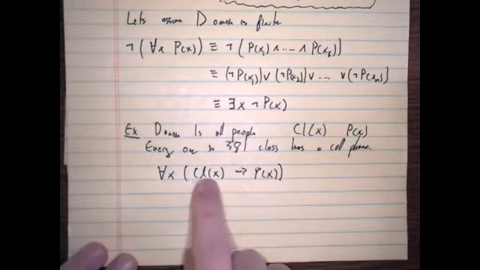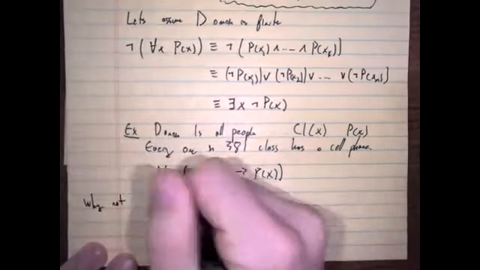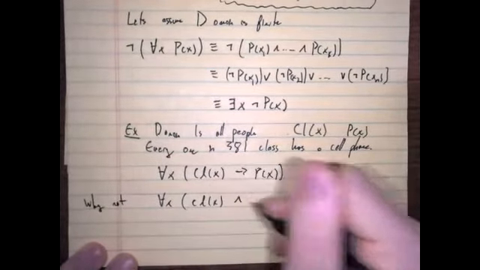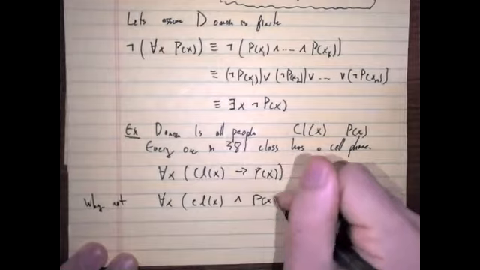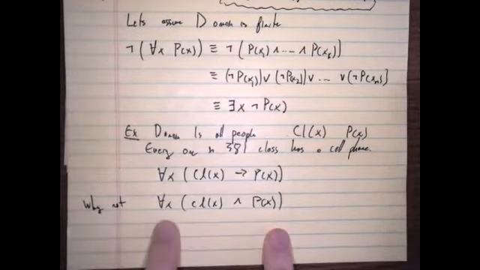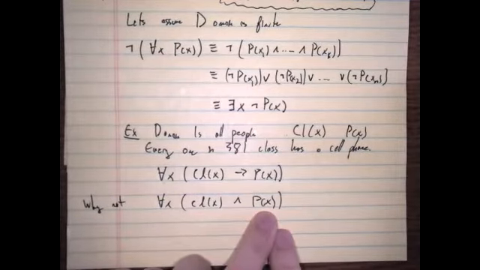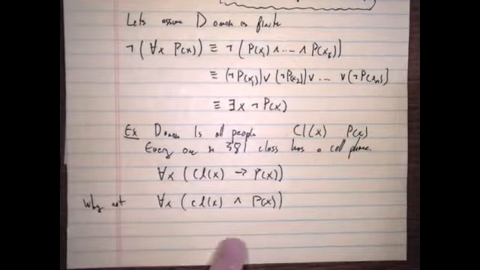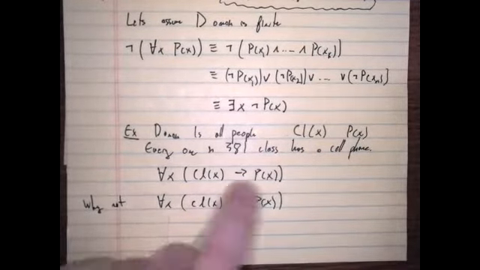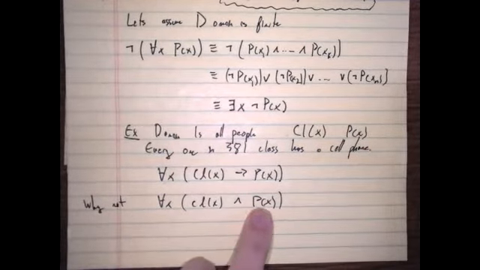That's an excellent question. Why is it not "and"? So why not for all X, C(X) and P(X)? This is incorrect for translating this proposition, because if I have this proposition, for all X, C(X) and P(X), then this is equivalent to saying that every person in the world is in my class, and every person in the world has a cell phone.